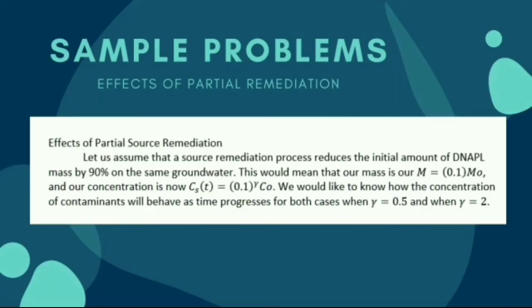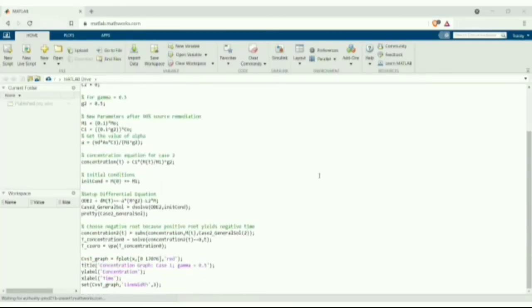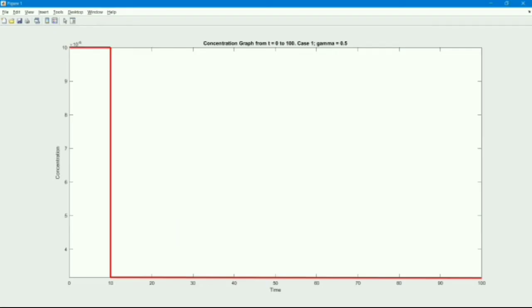Effects of partial source remediation. Let us assume that a source remediation process reduces the initial amount of DNAPL mass by 90% on the same groundwater. This would mean that our mass is m equals 0.1 m0, and our concentration is now this equation. We would like to know how the concentration of contaminants will behave as time progresses for both cases, when gamma is equal to 0.5 and when gamma is equal to 2. Here is the code we need. And this is the resulting graph.